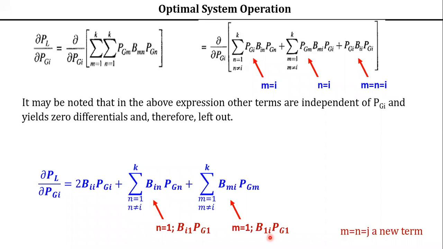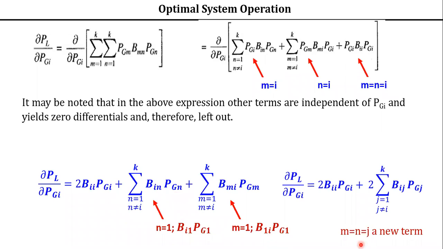So I said it is symmetric, bmn is equal to bnm, isn't it? So therefore bi1 is equal to b1i. That means when m is equal to 1 and n is equal to 1, these two are the same, that is pg1 bi1 pg1. So these two terms I can write as 2 times bi1 pg1, isn't it? Like that I can write it.